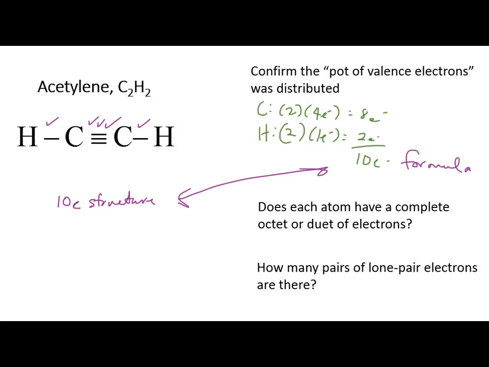So does each atom have, well, it's very symmetrical. Does each atom have a complete set of 8 electrons? I'm going to take this left carbon and put a circle around everything that's connecting it, and count electrons. I got 8 electrons around that carbon atom, and the right one would be the same. And the hydrogen is a duet. So I'm going to say yes. Yes, yes, yes, yes.